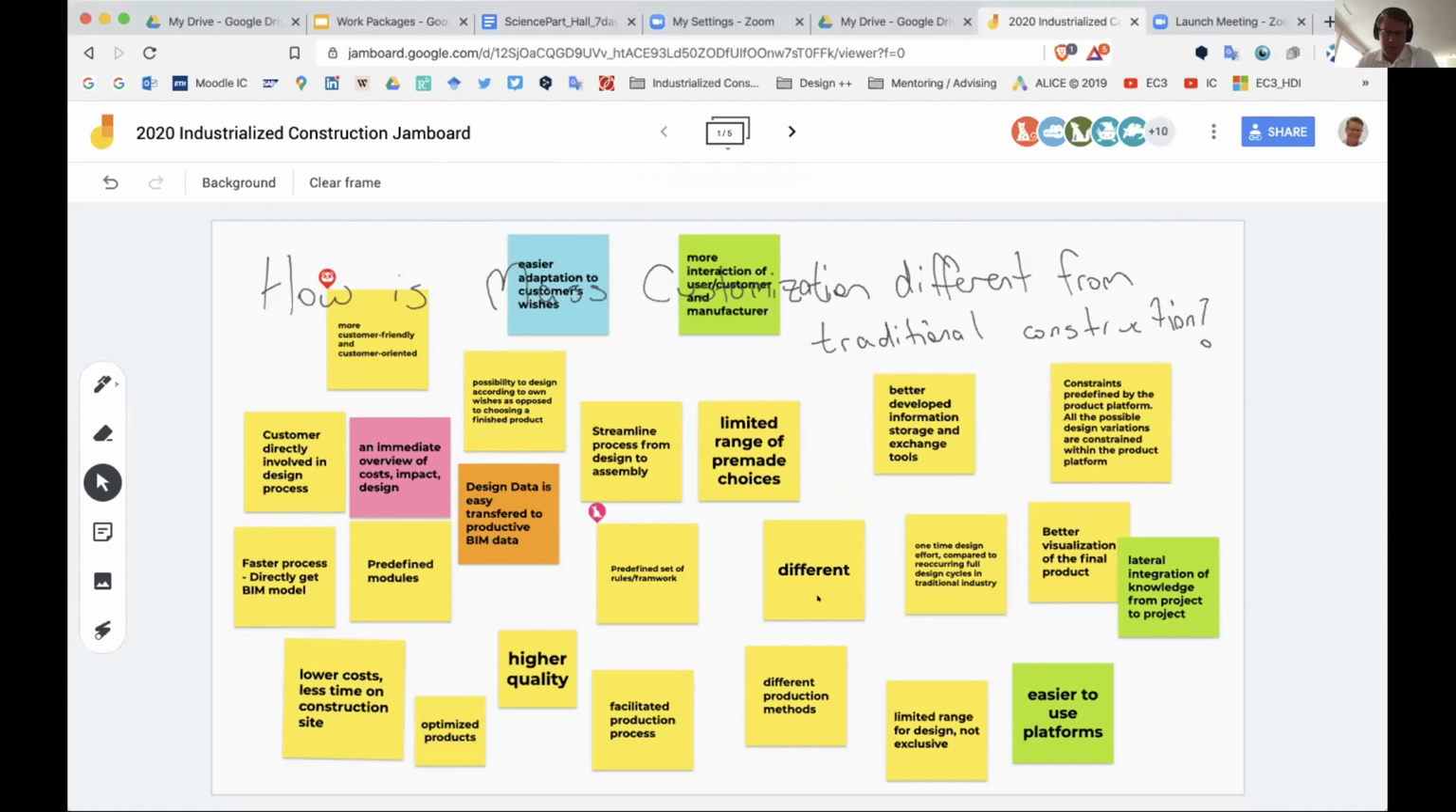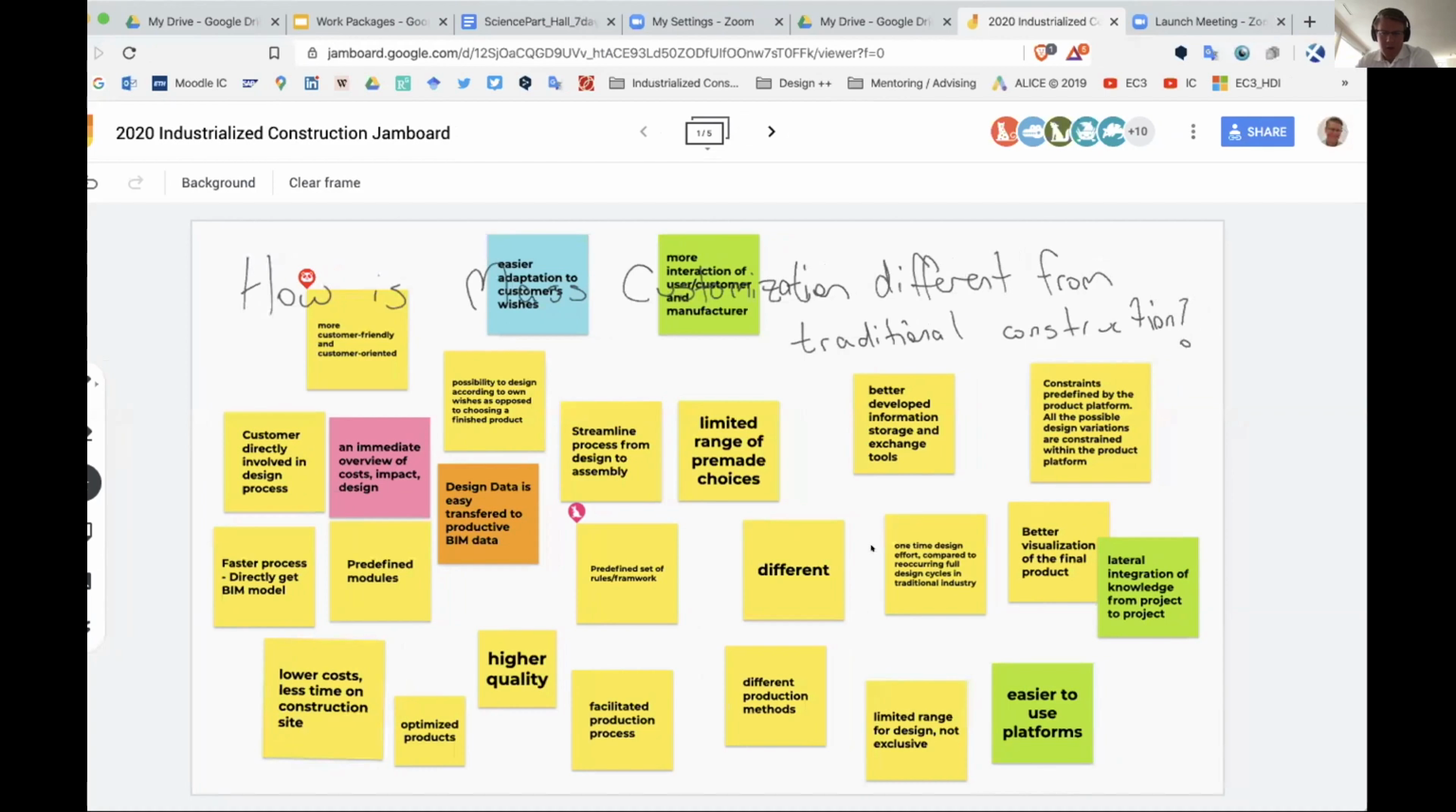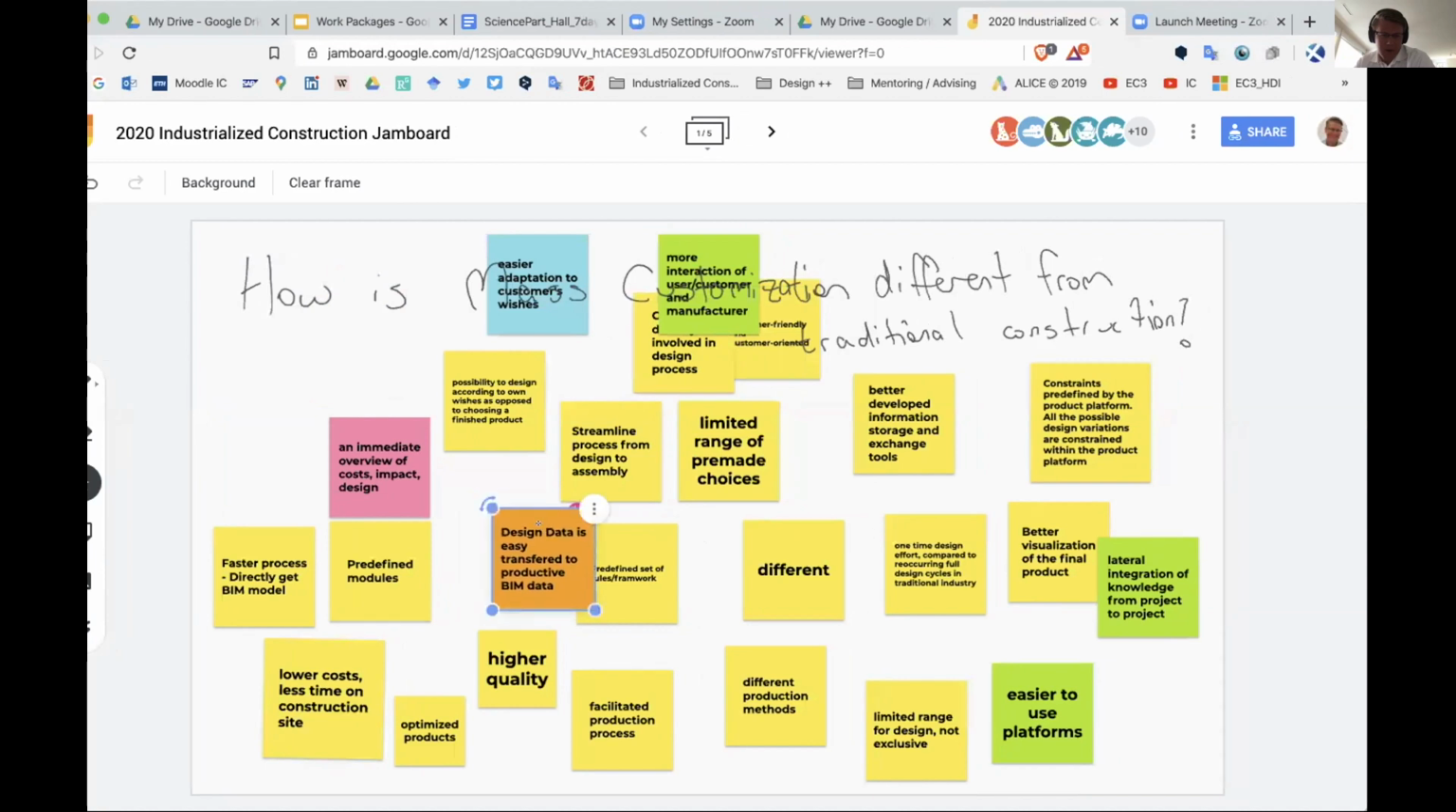So we have a couple of really good responses here, talking about how it's easier to use platforms. You have more interaction between the user, customer, and the manufacturer. I think that matches here with this idea that you have a more customer-friendly and customer-oriented process. Again, talking about the customer and involving them in the design process. And then we have a lot about thinking about the predefined set of rules or the framework, and how it enables the information to be transferred quickly into the BIM data.